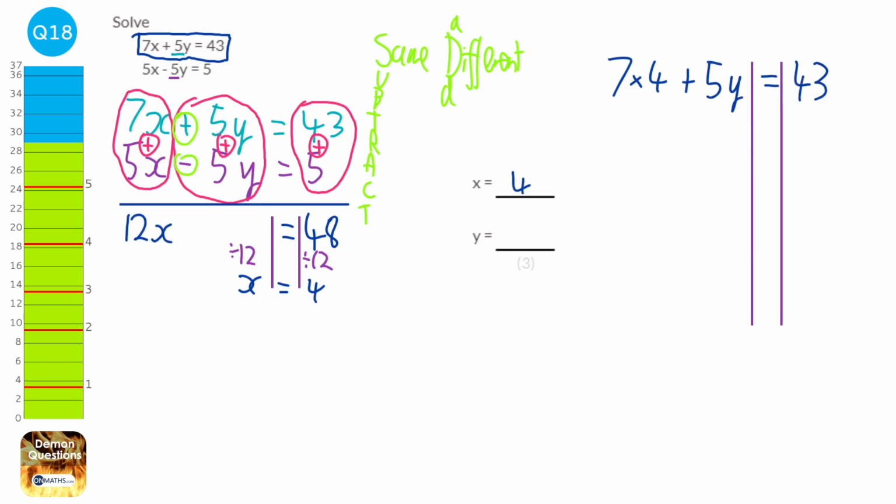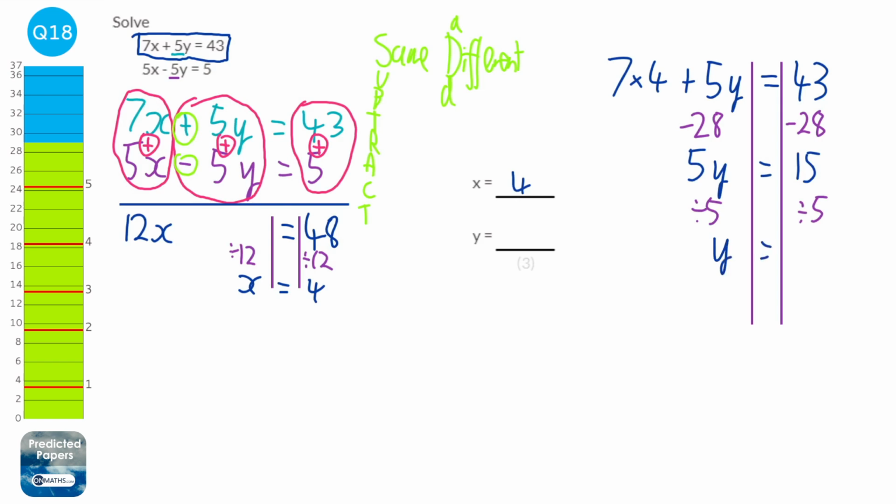Get my lines in. And 7 times 4 is 28. So the first thing I'm going to do is take away 28 from both sides. So we've got 5y equals 15, and then we're going to divide by 5 to find out what y is. So we've got y equals 3. Now we can check this answer by working out the second one. So we're going to do 5 times 4 minus 5 times 3, which is equal to 5.